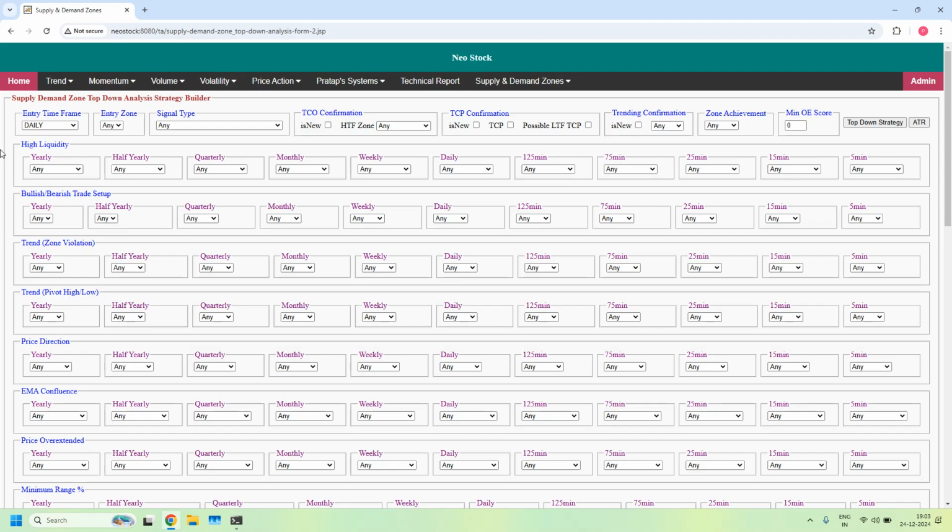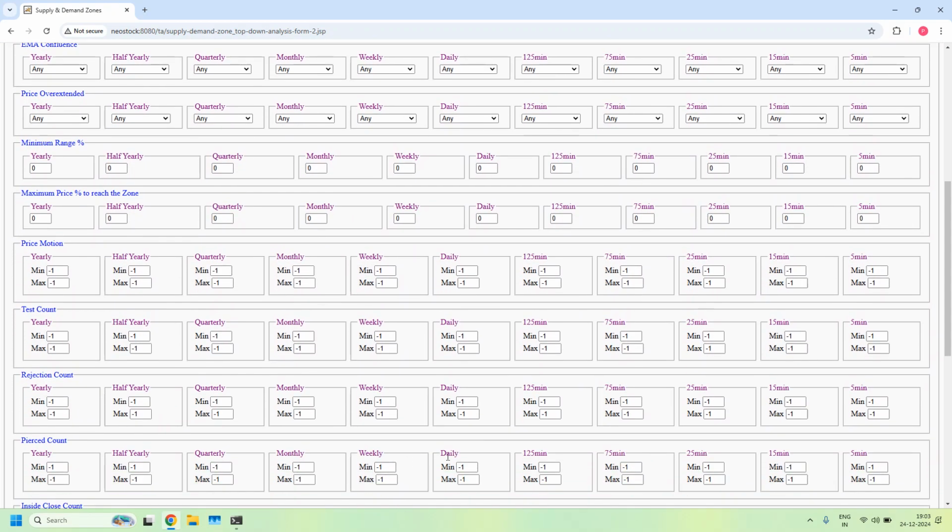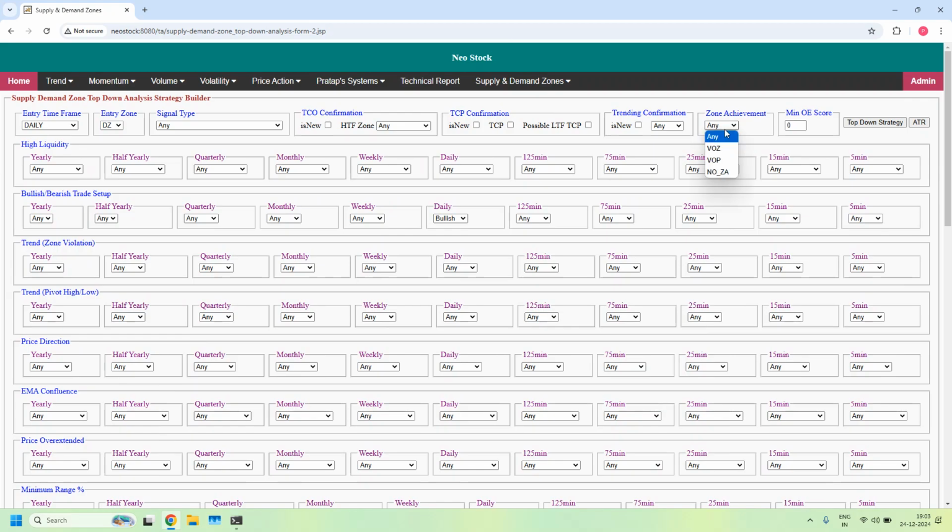First I am generating monthly income trade bullish trade setup. Entry time frame daily, entry zone demand zone, bullish or bearish trade setup at daily time frame. I am selecting bullish, and daily demand zone should not be pierced. So in the pierced count at a daily time frame, I am setting minimum value 0, maximum value 0. Zone achievement violated opposing zone, minimum odd enhancer score 12. And these three filters are applied to daily demand zone.